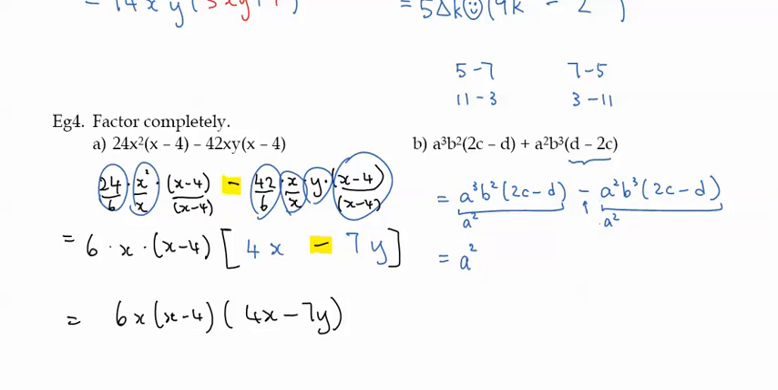What about the b? We can take out the b squared, because both of them have at least b squared. What else can we take out again? 2c minus d, yes. We can take out 2c minus d from both of them. And once again, there will be a minus. It came from the above. The minus here will give us a minus there.